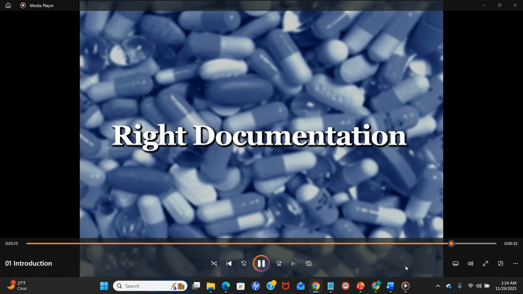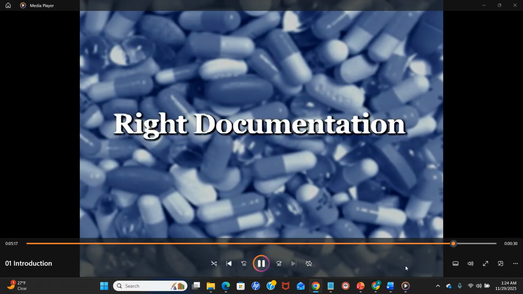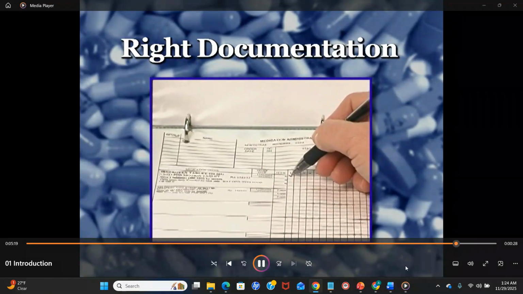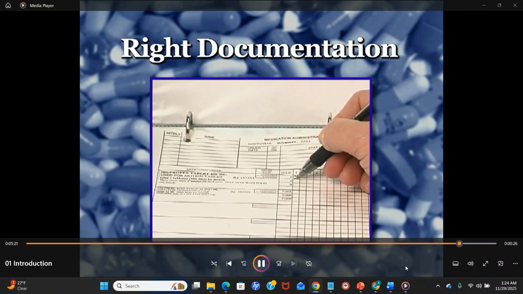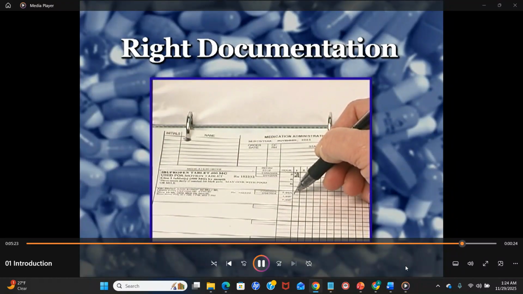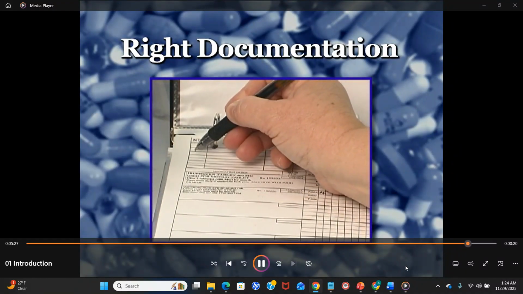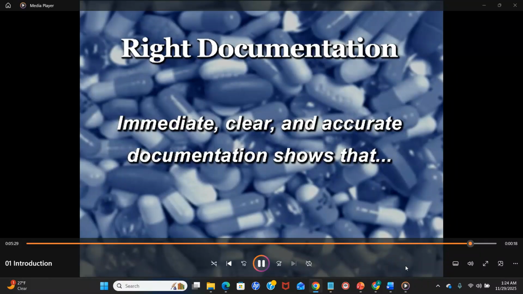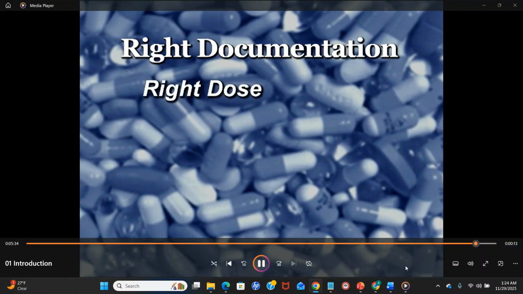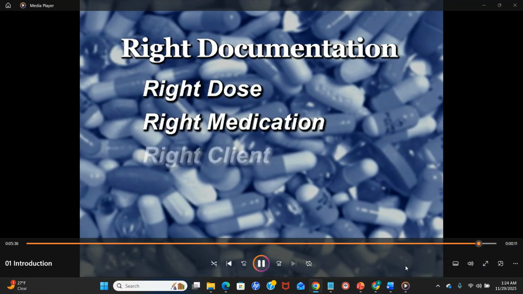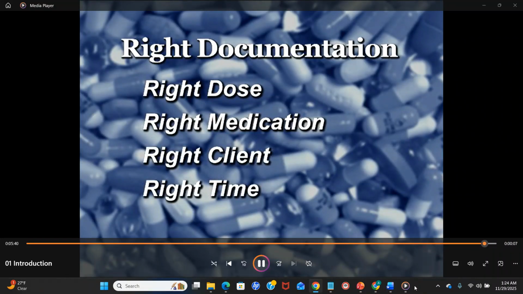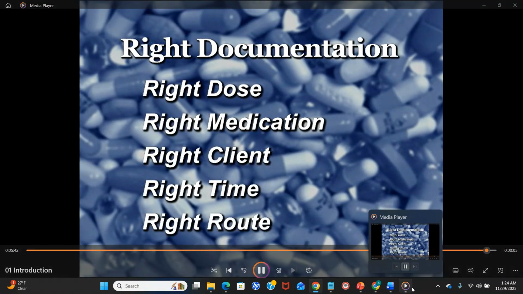Make sure you provide the right documentation. After administering medications to a client, the medication aide must document the day and time the medication was given on the MAR. Immediate, clear, and accurate documentation shows that the right dose of the right medication was given to the right client at the right time, on the right date, by the right route.